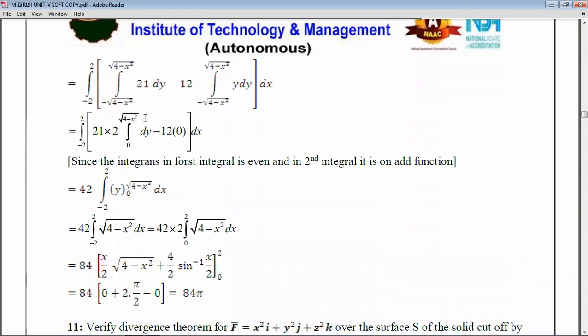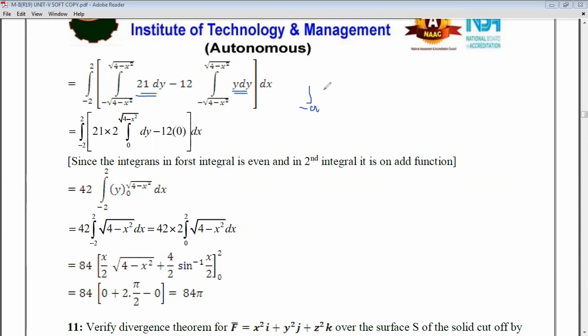We split this: 21 dy minus 12 into the integral from minus square root of 4 minus x square to square root of 4 minus x square of y dy. Here we applied the property of even and odd functions. A constant function is an even function, so for that we applied this formula.